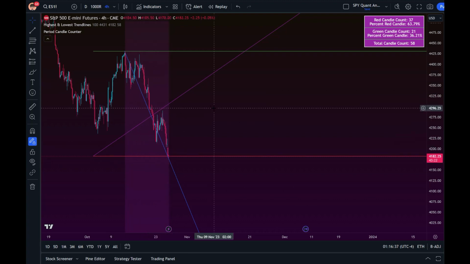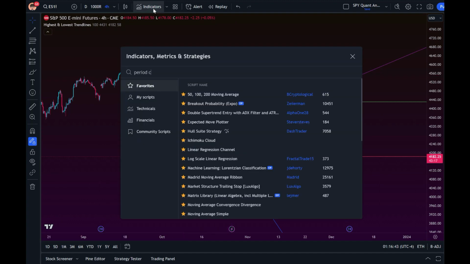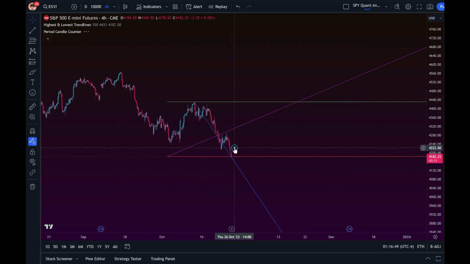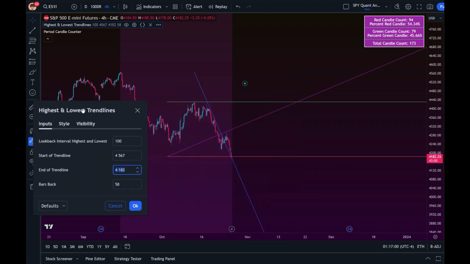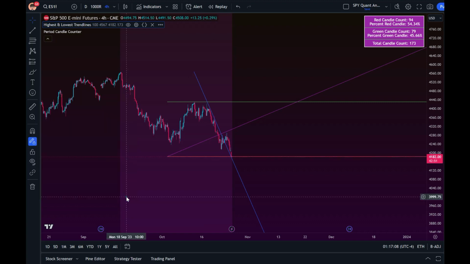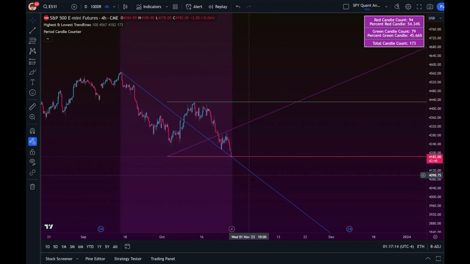All right. And we can really place this wherever we want. If we want to place it up here at this point, we can. What was this value? This was 4567 to 4182, and that was 173 bars. And there's our trend line. See? It's pretty cool, right? Pretty convenient.